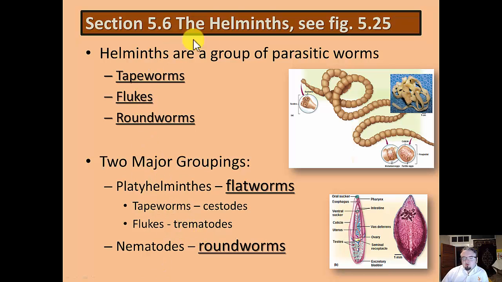So what I want you to know are what are the three types and what are the two major groupings, and what are the different types of groupings being recognized: platyhelminths or flatworms, nematodes or roundworms. I won't make you spell those, but just be able to recognize them in a multiple choice.